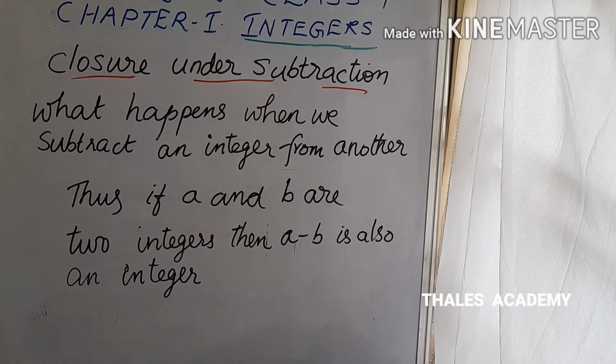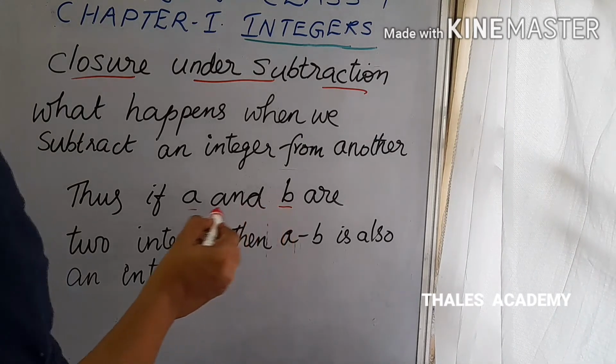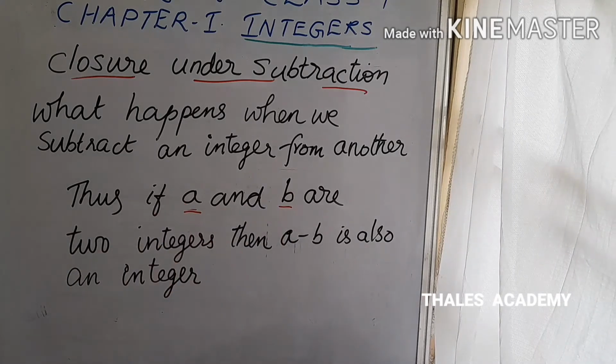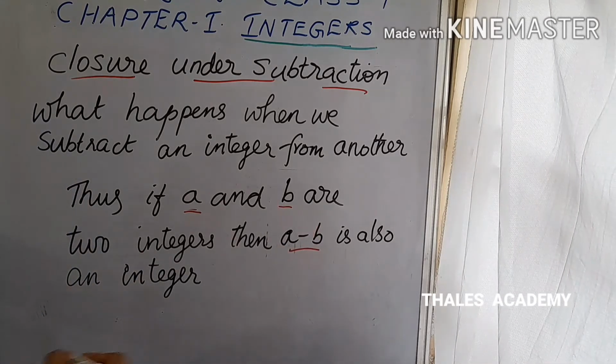Thus, we can say that if a and b are two integers, then a minus b is also an integer.